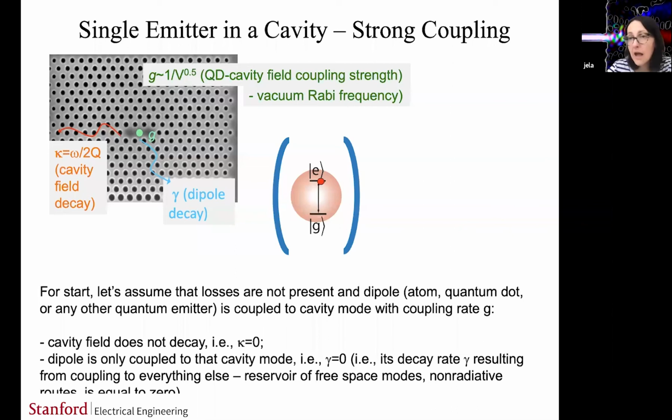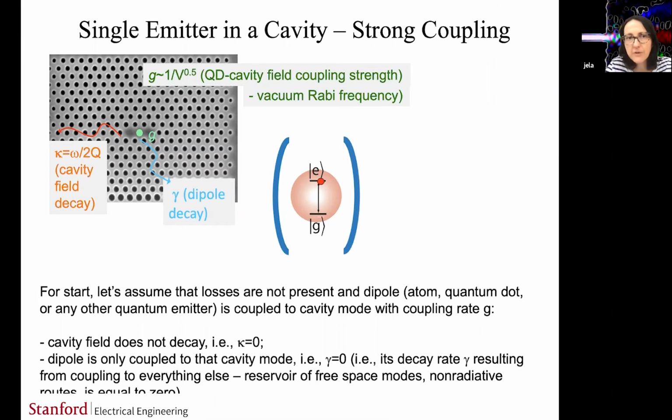If you take any atom, or artificial atom, or a quantum dot or color center, it will always decay. It has a finite decay rate, finite homogeneous line width, a finite decay time. That decay could be a combination of radiative and non-radiative decay, especially for solid state emitters. So this decay is the decay into everything other than this cavity mode with which your atom is coherently coupled.